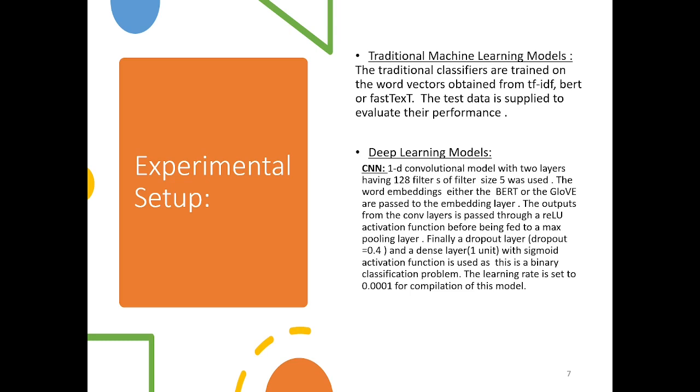And in terms of the CNNs, we are using a 1D convolutional model. We are using two 1D convolutional layers, each with 128 filters and a filter size of 5. We are using BERT and the GloVe word embedding, and the output from the convolutional layer is passed through a ReLU activation function, and after that we feed it to a max pooling layer, finally a dropout of 0.4 to be precise, and a final sigmoid activated dense layer is used to predict a binary output, because this is a binary classification problem, and we are setting the learning rate to 0.0001 for the compilation purpose.